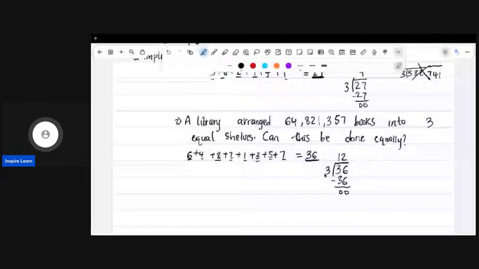So that means it is possible to arrange the books into what? Into 3 equal shelves, such that each shelf is going to have equal number of books when you divide this number with 3. So then that means we say yes, it's divisible.